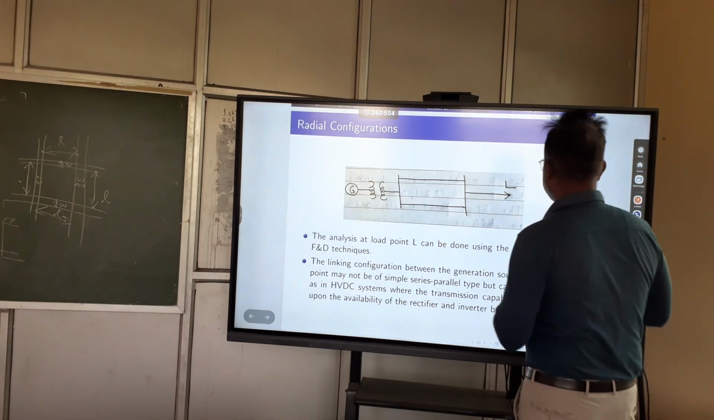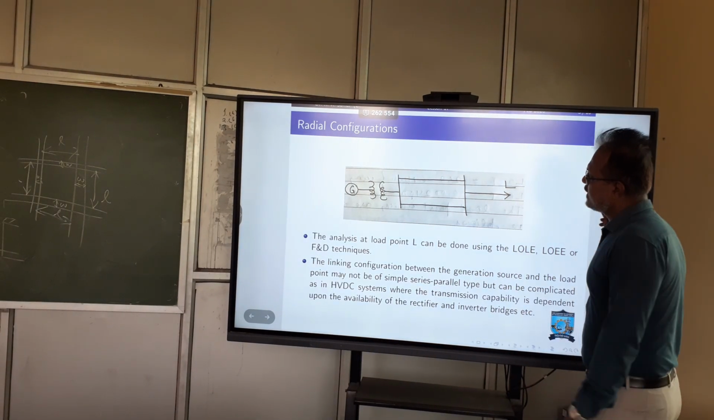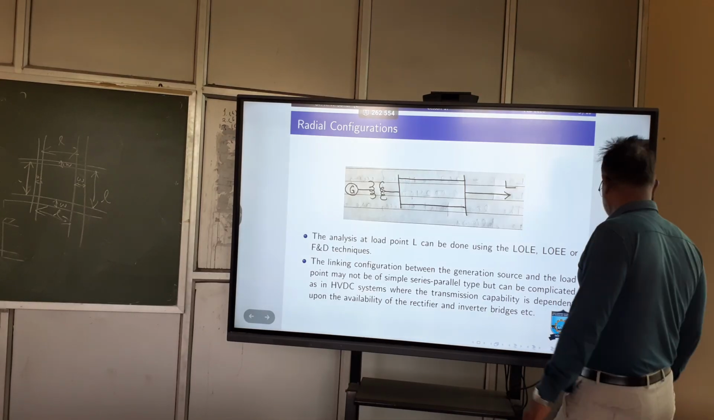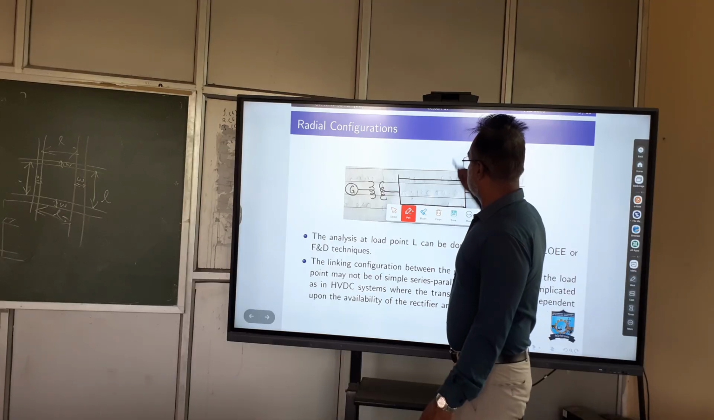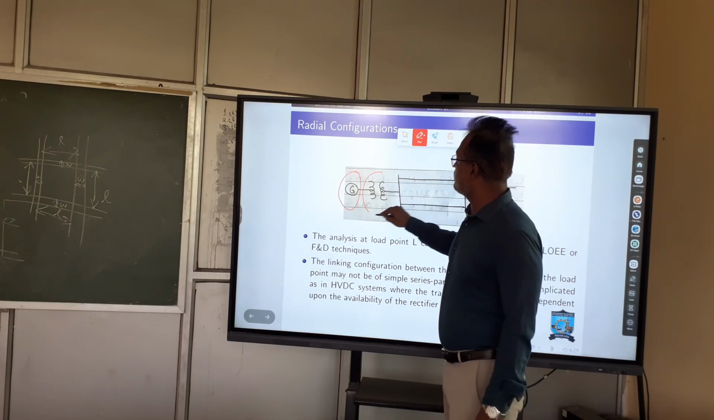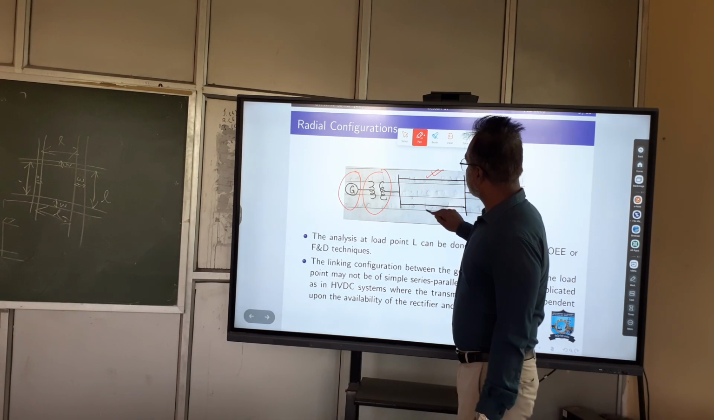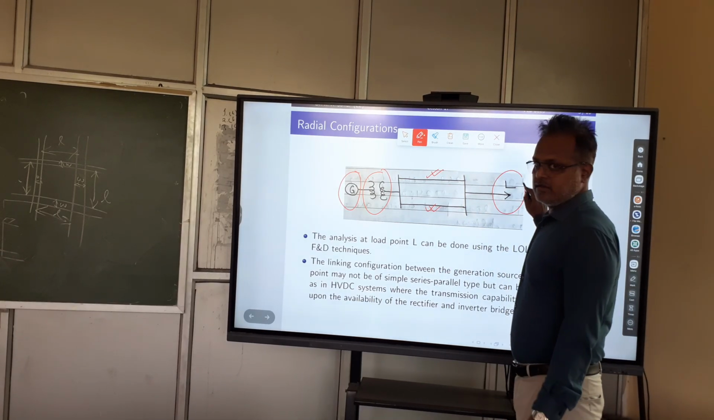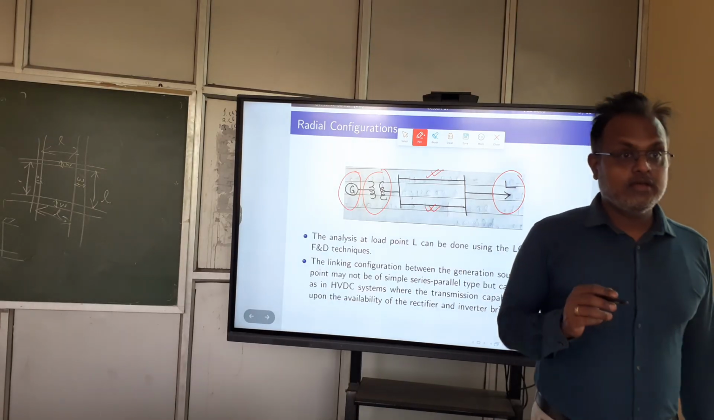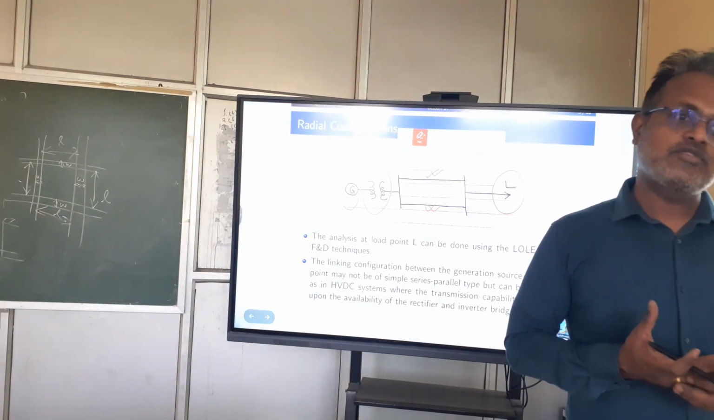Okay. So we have a generator. This is a typical network that we are going to see in today's class. We have a generator, transformer and a double circuit line. The analysis of load point. This is the load point. This load point can be a transmission substation or a distribution substation.